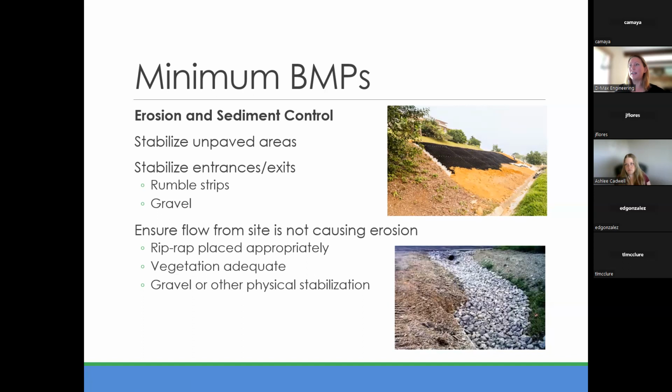And then if you do have site entrances or exits that are not paved, I don't think any of you have any, but if you do, you would just want to make sure that you lay down gravel or something else to stabilize those high traffic areas. And then if any of your flow from your site is going into a vegetated area or any other unpaved area, make sure it's not causing erosion of itself. So you should have some riprap if it's entering, say, a landscaped area, just to dissipate some of that energy from the water and spread it out so that it's not gouging the dirt from that pathway.